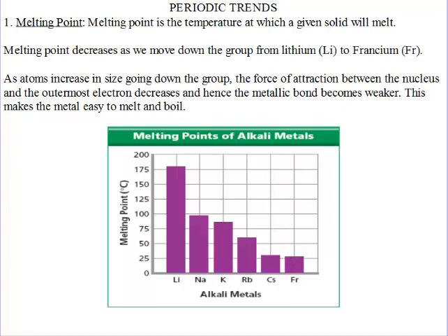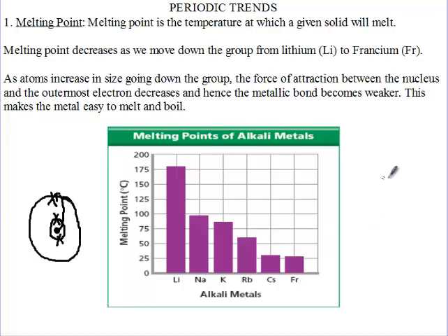The reason is that lithium only has 2 shells: 1 and then 2. So the force of attraction between the nucleus and the valence electron is very high due to the short distance. The force of attraction between the nucleus and the valence electron is high.